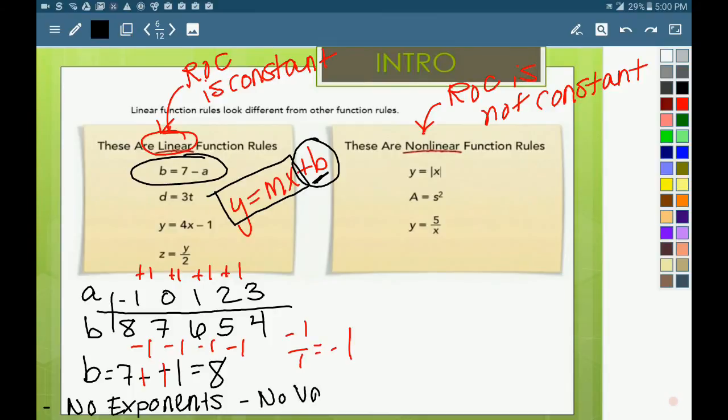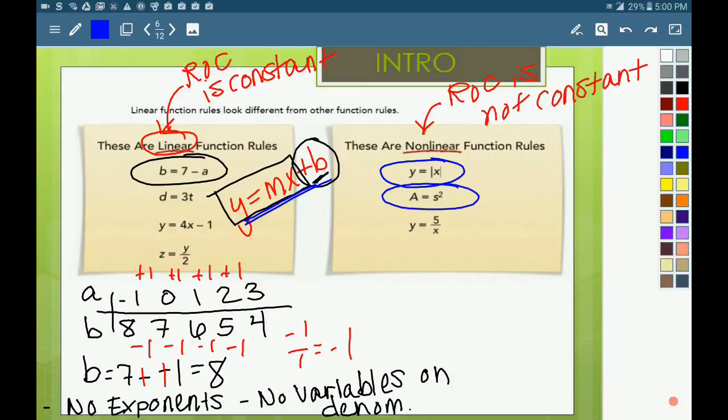No variables on the denominator. And no strange symbols that you don't recognize. So bringing you to this example right here, that's our absolute value graph. That is not going to be something linear. We again want to look for y equals mx plus b. So anything like a equals s squared, that has an exponent, that's not going to be linear. And then y equals 5 over x, the variable is on the denominator, so that's not going to be linear. Again, looking for y equals mx plus b.